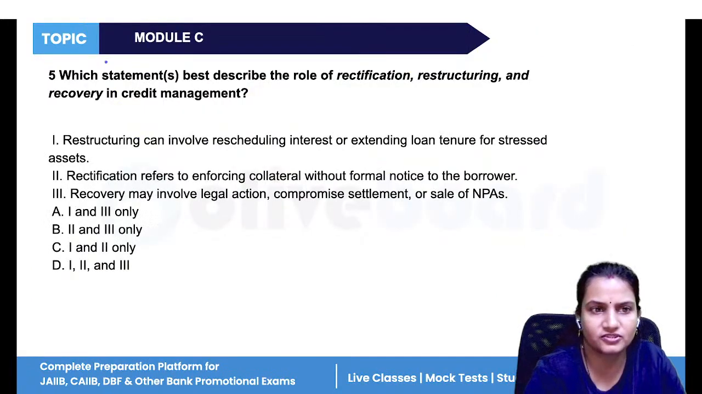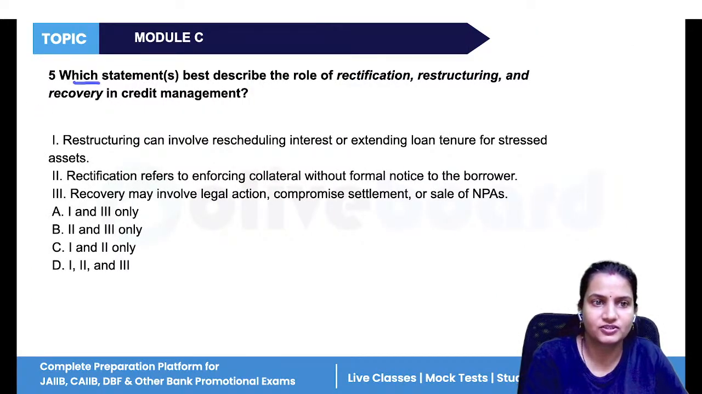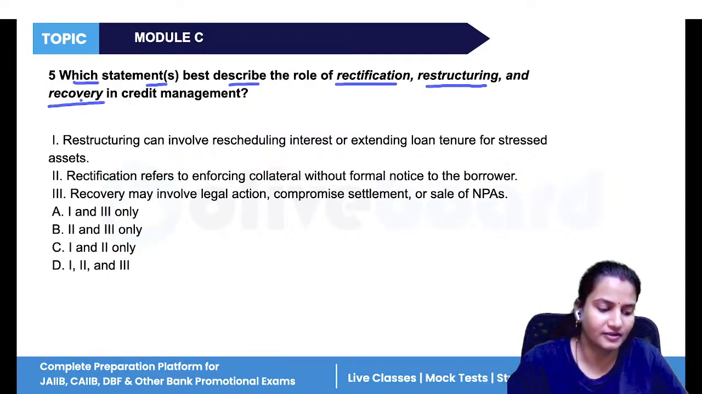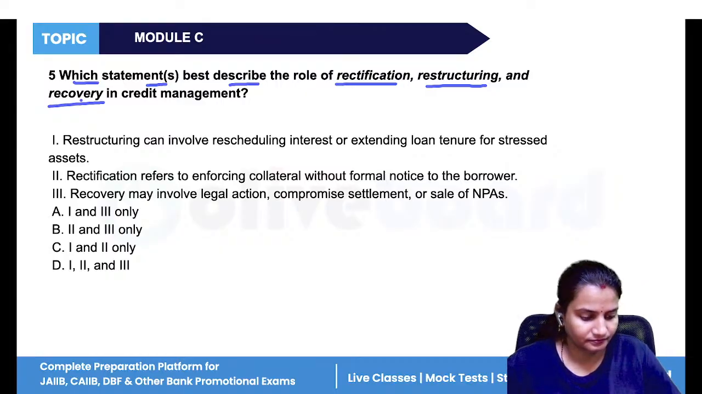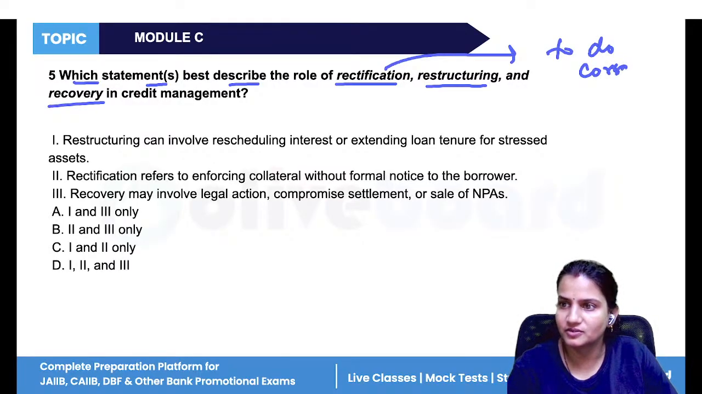Now let's have a few questions of Module C also, all about credit management. Question is: which statement or statements best describe the role of rectification, restructuring, and recovery? Rectification means what? To do corrections. That is what rectification means.